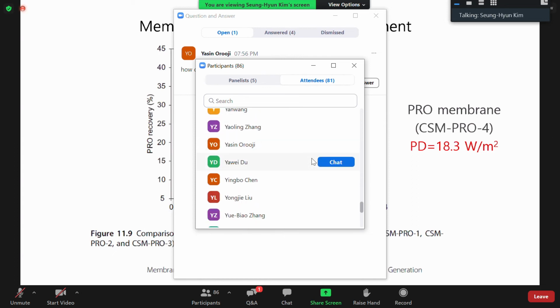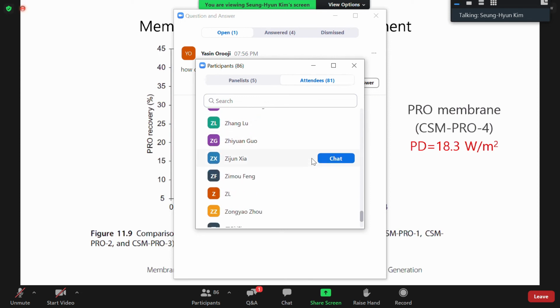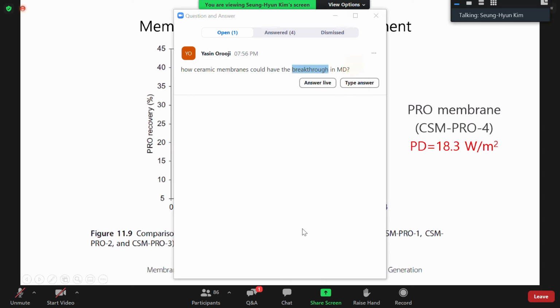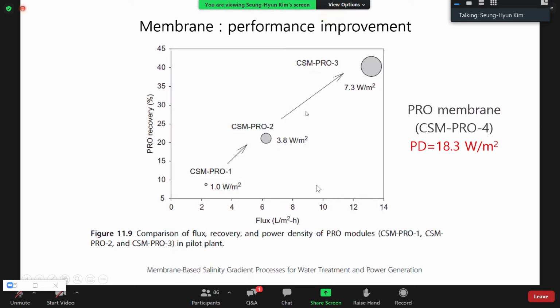Initially, the module they developed did not have quite high performance. Their power density was about 1 watt per meter square. But as they gradually improved the performance of the module, at the final stage the module power density was 7.3 watt per meter square. Coupon has a higher power density, 18.3 watt per meter square.